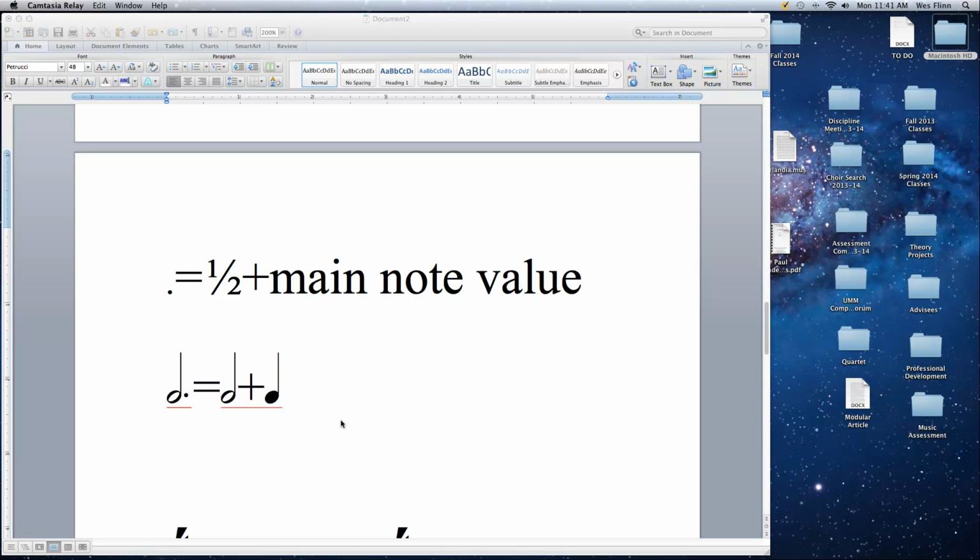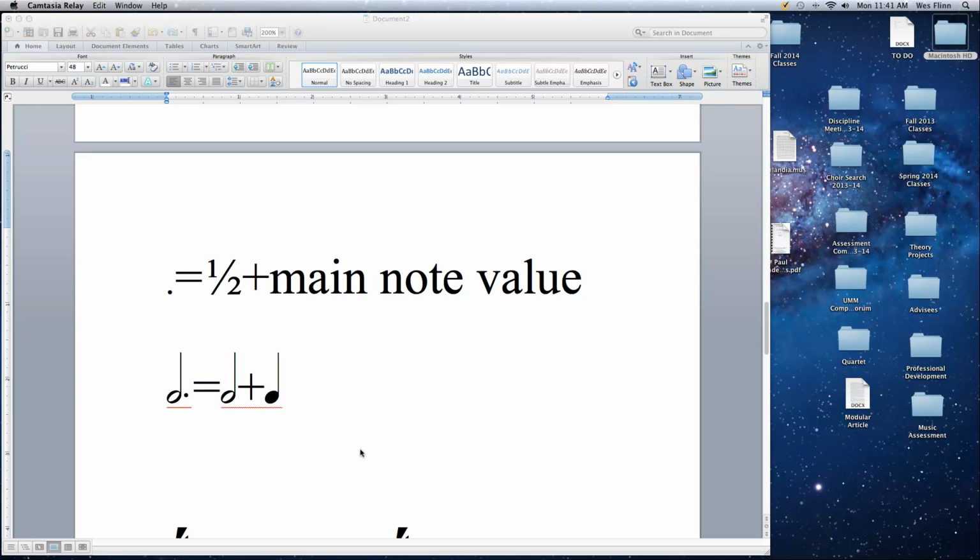You do not re-articulate. If this is my beat and I have a quarter note getting each beat, a half and a quarter would sound like this. Ta, ta. Whereas a dotted half note combines the two values, so you do not re-articulate. So it would be ta, like so.